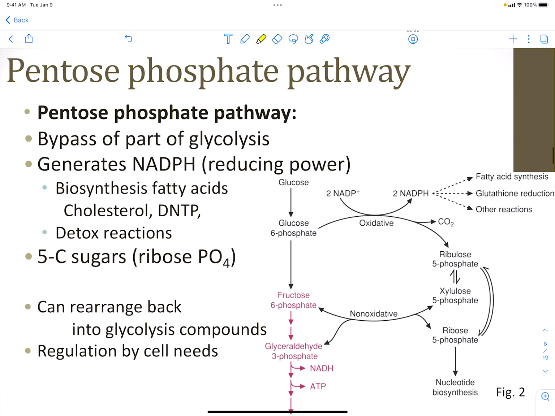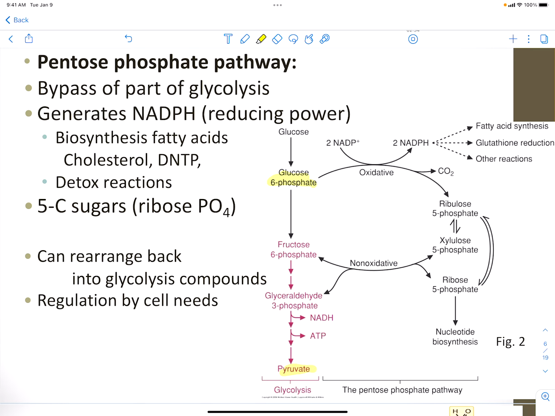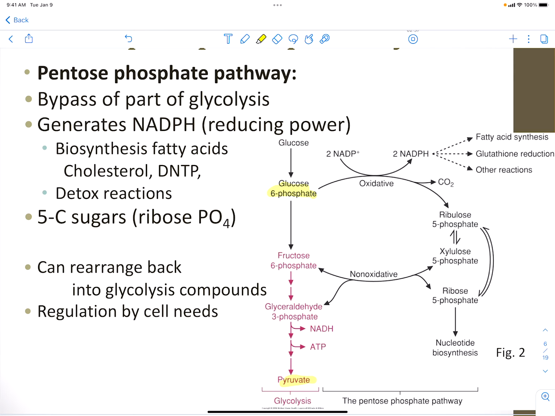So the pentose phosphate pathway, you can think of it as a bypass of glycolysis. In glycolysis, of course, we're going to take glucose 6-phosphate and then generate pyruvate and generate ATP in this process. Now, the pentose phosphate pathway is going to use glucose 6-phosphate and generate our 5-carbon ribulose 5-phosphate. And then ribulose 5-phosphate can go to make nucleotides, or it can feed back, through the non-oxidative pathway, into glycolysis.